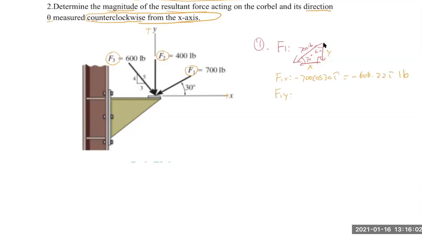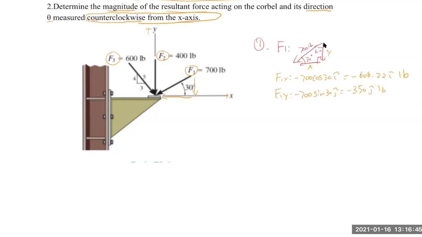And F1y, same thing, 700, but this one is cosine of 30 j hat. Oh, my bad, 700 sine of 30, because we know y is opposite of this 30 degrees and x is adjacent to this 30 degrees. So negative 700 sine of 30 is going to be equal to 350 j hat pound force. Okay, so now we found our first force.